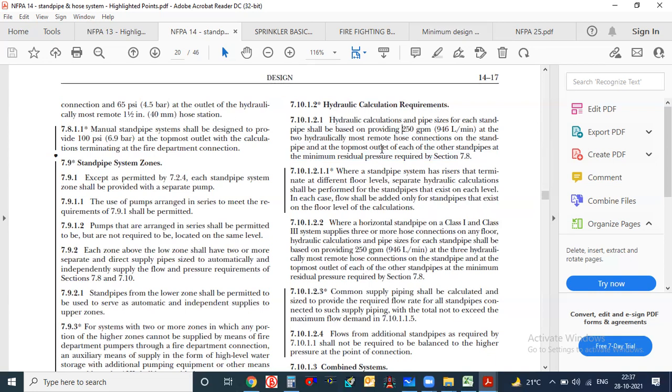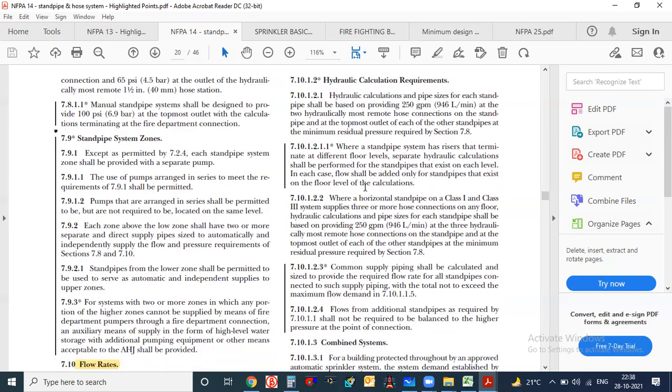There are so many different names: fire hose rail, fire hose cabinet, hose connection, hydrant system, internal hydrant system, anything you can call it. And here, this point is where a standpipe system terminates at a different floor level. Separate hydraulic calculation shall be performed for the standpipe that exists on each level. In case flow shall be added only for standpipe that exists on the floor. These are very confusing points.